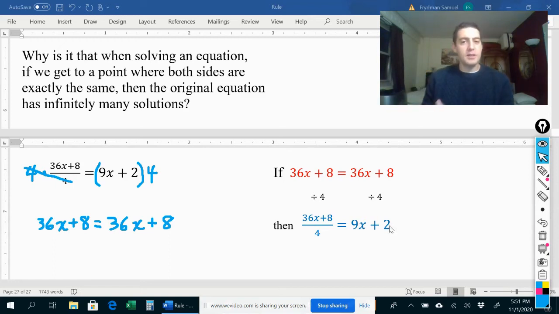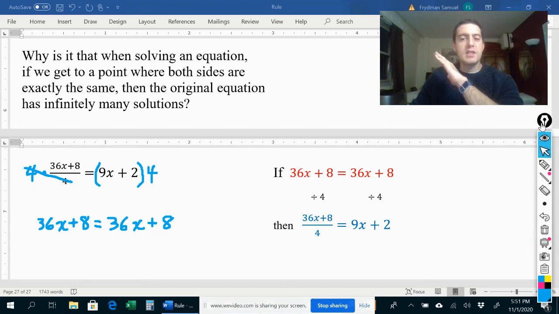So I hope now that makes a little bit more sense why, if in solving an equation you get to a point where both sides are exactly the same, then that means the original equation must also always be true, or in other words, must also have an infinite number of solutions. Now, there's actually another way that we can see why the original equation also has an infinite number of solutions, and that's by using hindsight a little bit.